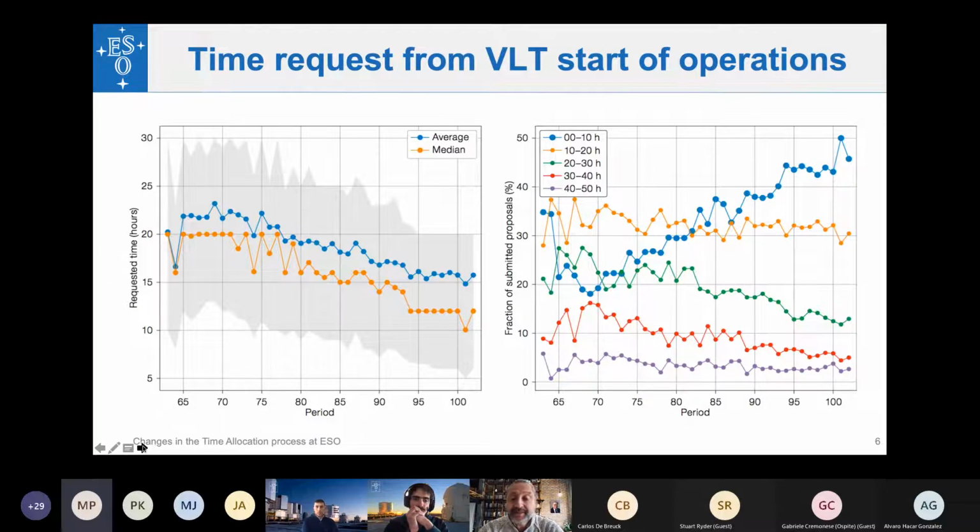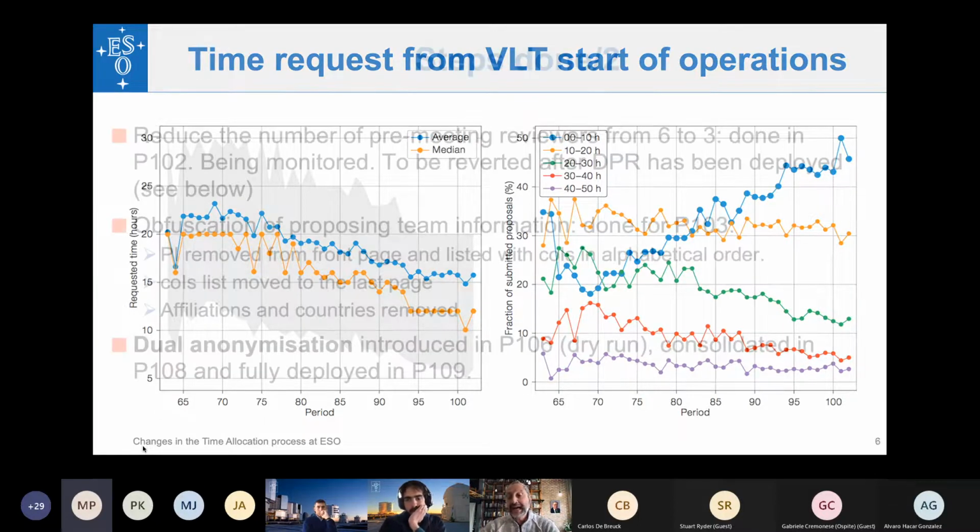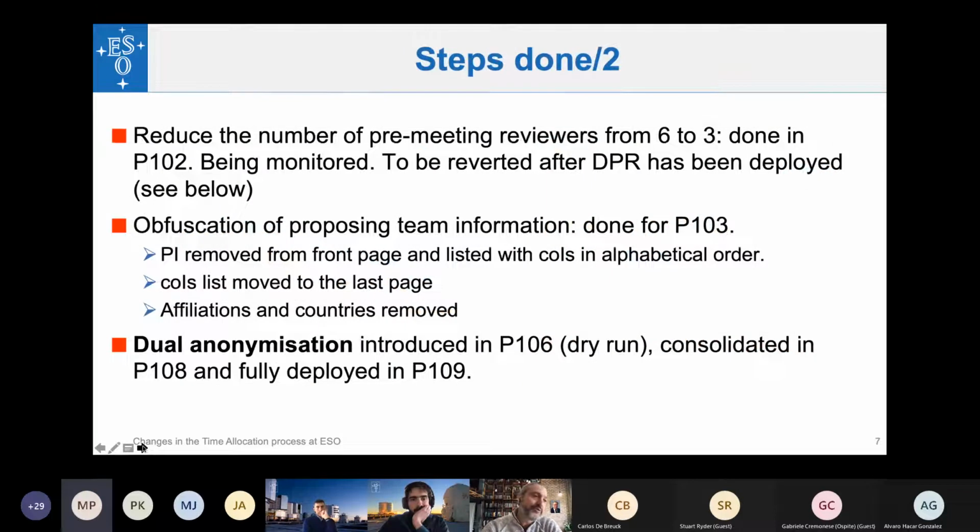You see that the time has been steadily decreasing. And on the right, you see the blue dots, which are the proposals between 0 and 10 hours, that have been increasing steadily and continuously, while the others have been decreasing, which means that the number of proposals has increased, but the amount of time per proposal has decreased. So we have been witnessing a proliferation of small proposals, which arguably cannot lead to major breakthroughs, especially with a telescope that is 25 years into operations.